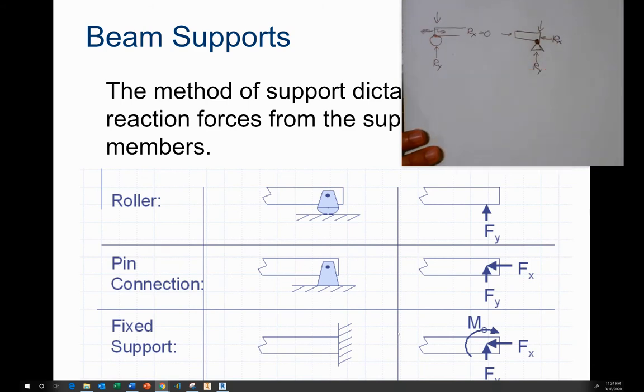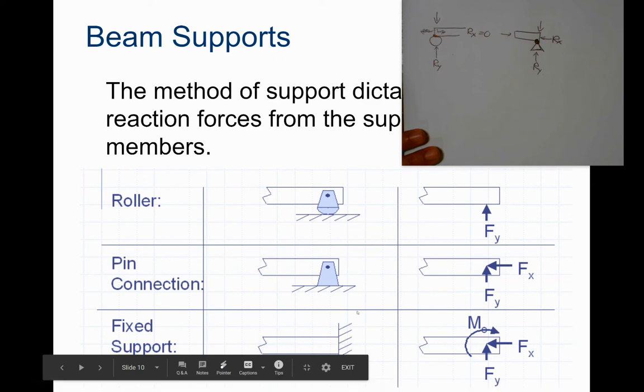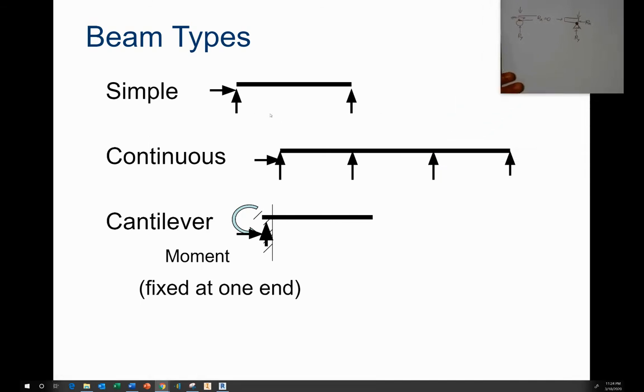Just realize that for something like a fixed support, you also get a reactionary moment, because if this object wants to rotate up, we'll say, the wall will prevent it and create a counter moment that will stop it from moving at all. It would be bad if it could rotate, right? I mean, it's fixed.